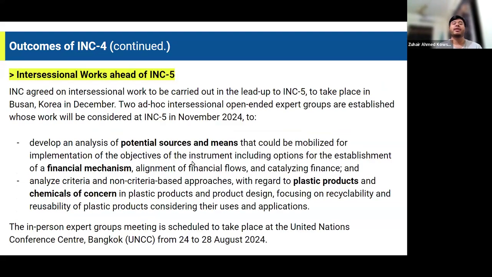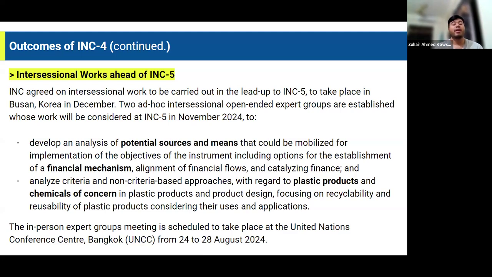Now, one of the important things is the intersessional work. At the third session, there was no agreement on the intersessional work. That is why we lost several important months to do some real work and make substantive progress between INC3 and INC4. Luckily, at INC4, the member states reached an agreement on intersessional work, specifically two items.